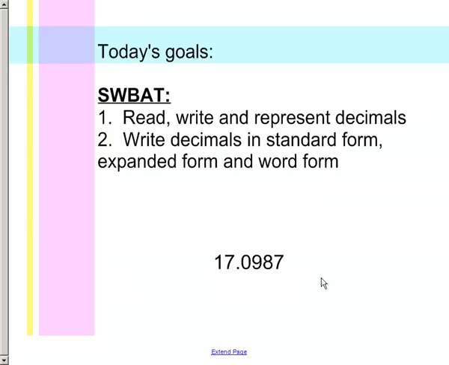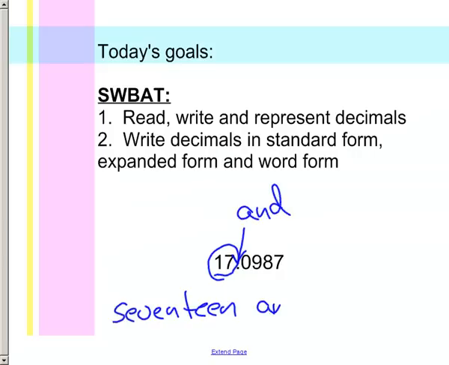So we see this example right here. What's important with decimals is that we understand the place value. So we'll get to that on the next slide. But to read a decimal, first you're going to read the whole number. So I would say 17. Then when you get to the decimal, you're going to say the word and. So I know whatever is before the word and, if someone says a decimal, is my whole number. Then and refers to my decimal.